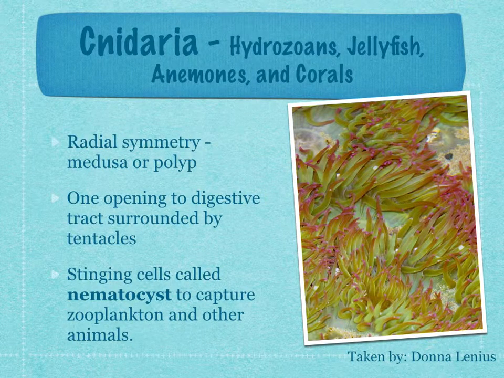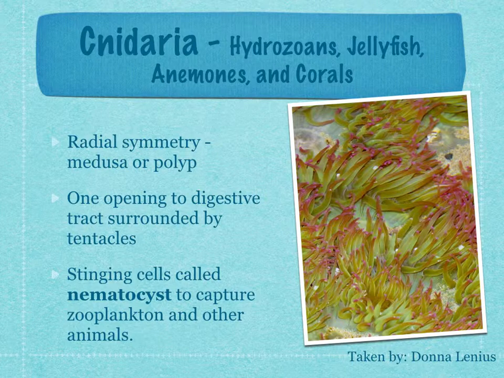Speaking of nematocysts, the next phylum we will discuss is Cnidaria. This phylum includes hydrozoans, jellyfish, anemones, and corals. This phylum has radial symmetry, meaning their body parts are arranged in a circular fashion. Cnidarians have two basic body shapes: a medusa, think of a jellyfish, or a polyp, think of an anemone.